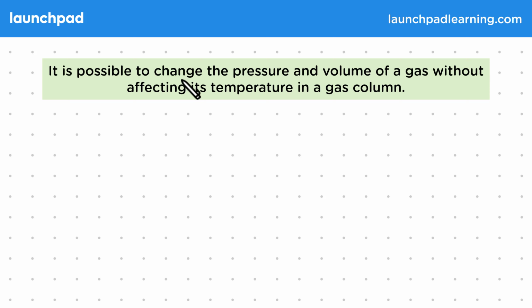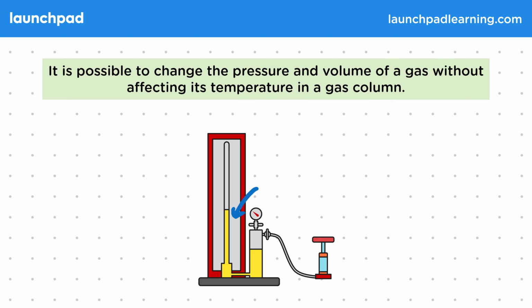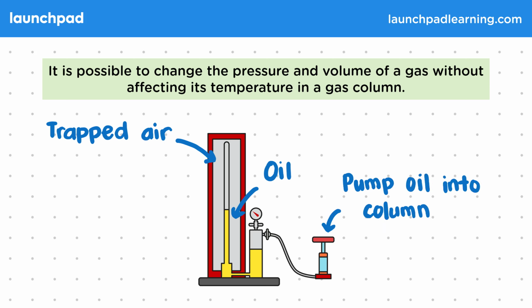It is possible to change the pressure and volume of a gas without affecting its temperature in a gas column. This is what a simple gas column would look like. Here, the bottom of the column is filled with oil, which is used to trap the air in the rest of the column above. Then we can change the volume of the gas by pumping more oil into the column.